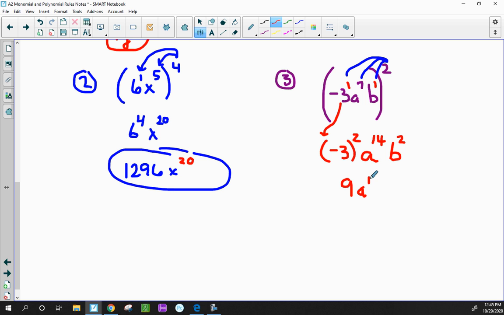And you'll drop your letters down. And so 9a to the 14th b to the 2nd is your answer. Again, this is one term. I see no plus or minus signs. Everything's multiplied together. That's called a monomial. 9 is the coefficient, and 14 and 2 are my powers.